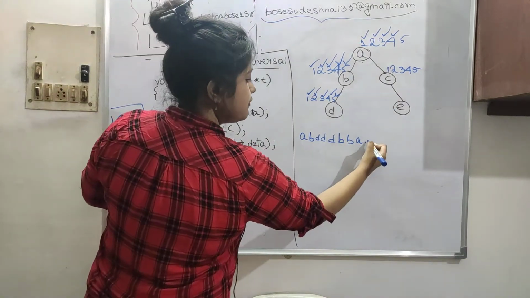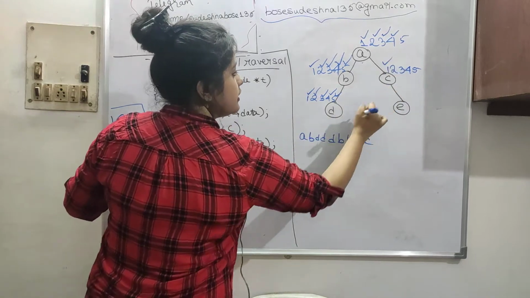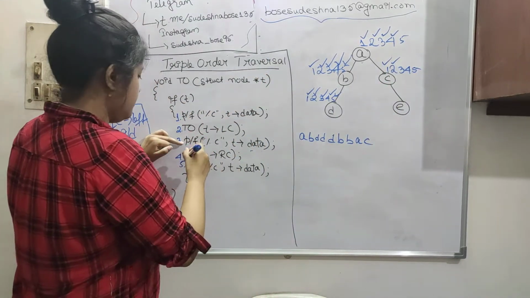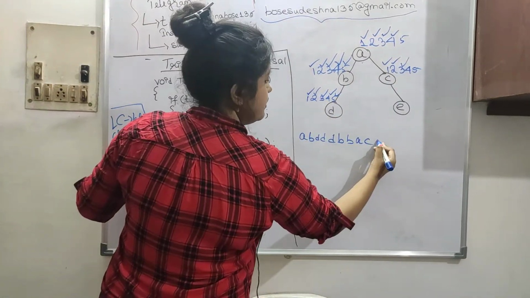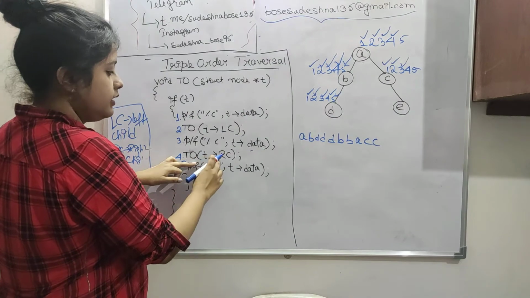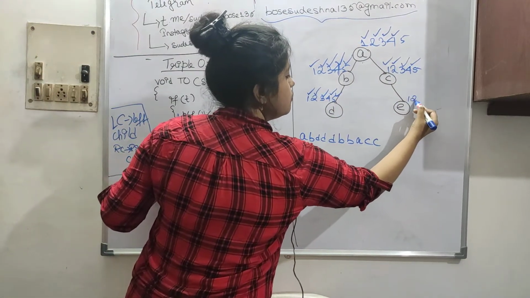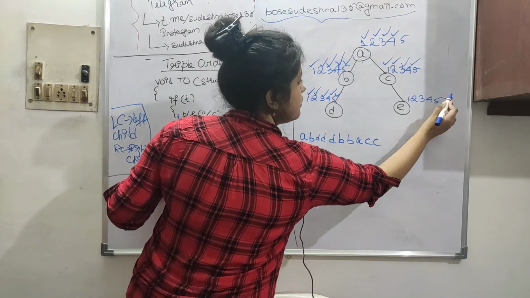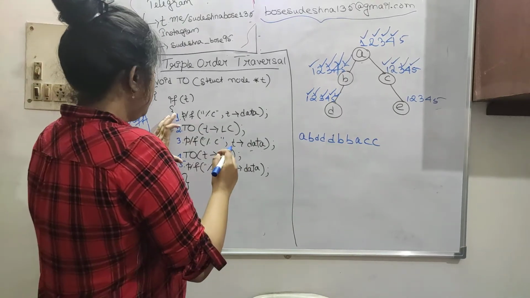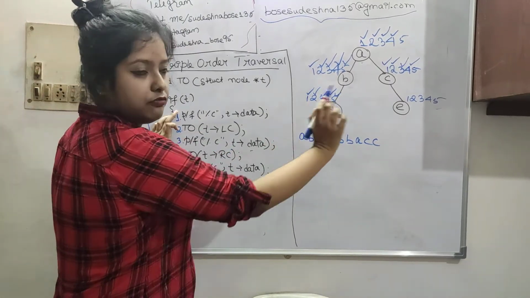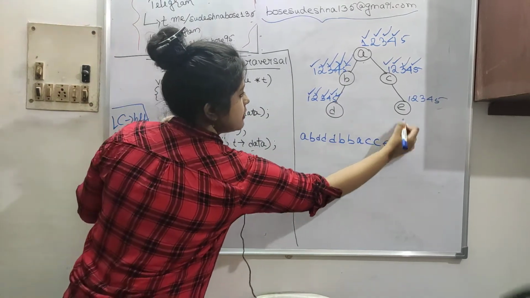So our printf is C, then TO T arrow left child, nothing is there, so put a tick mark here, then printf T arrow data. C. TO T arrow right child. Put a tick mark here, and on our right child we go to 1, 2, 3, 4 and 5. So till 4 is done. Now again first to fifth line we have to do for E. Printf T arrow data. E is printed.